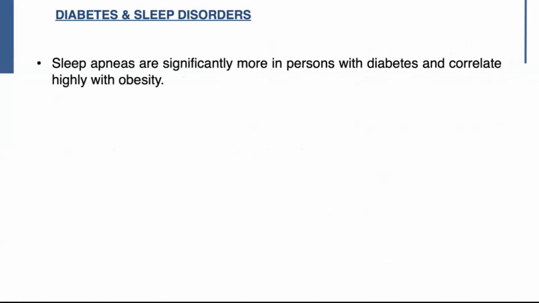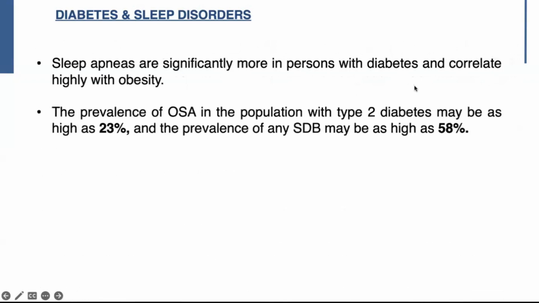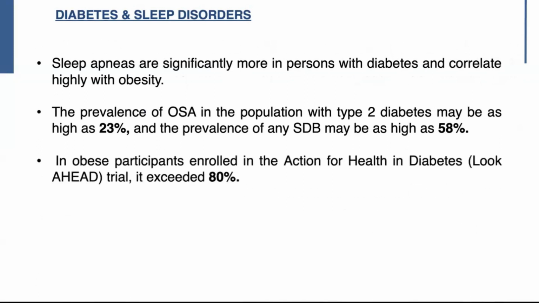Sleep apnea is also more commonly seen in patients with diabetes and correlates highly with obesity. The prevalence of OSA in the population with type 2 diabetes mellitus can be as high as 23%, and the prevalence of all various sleep disordered breathing may be as high as 58%. And in one of the trials, the prevalence exceeded even 80%.